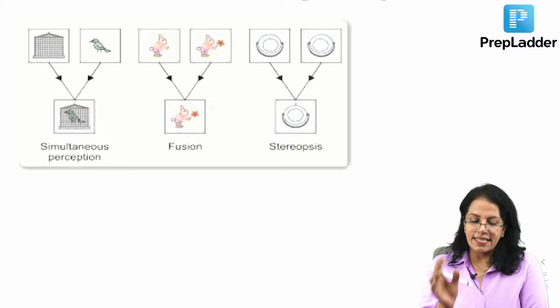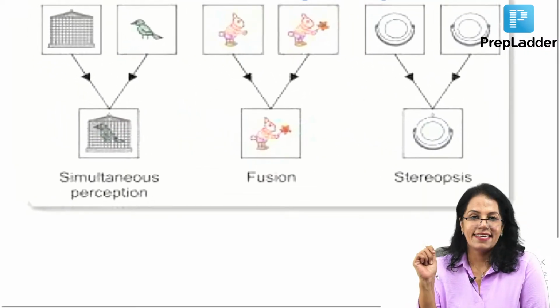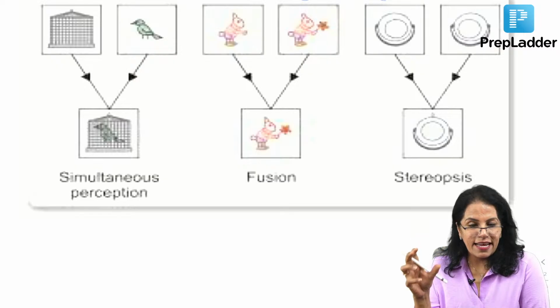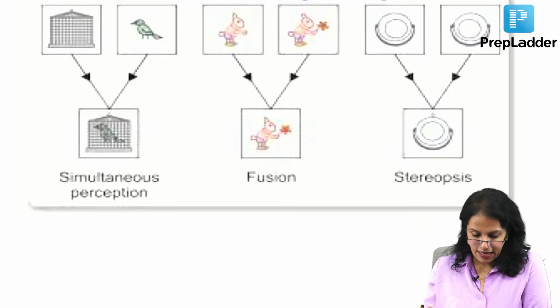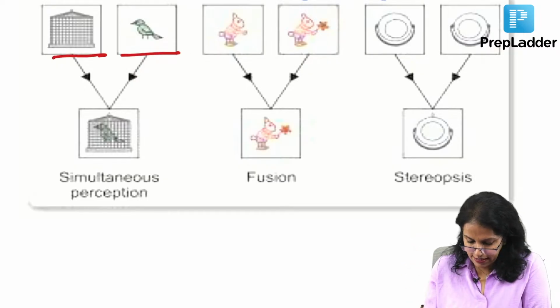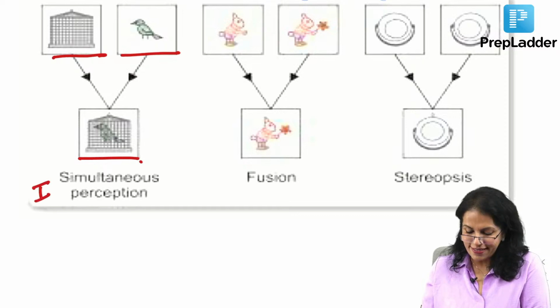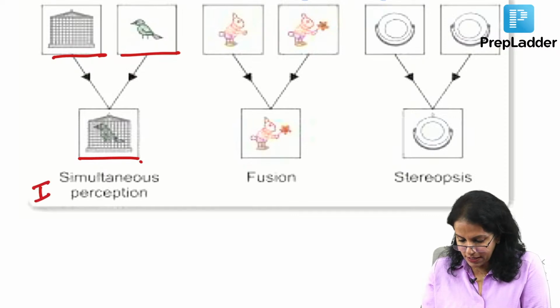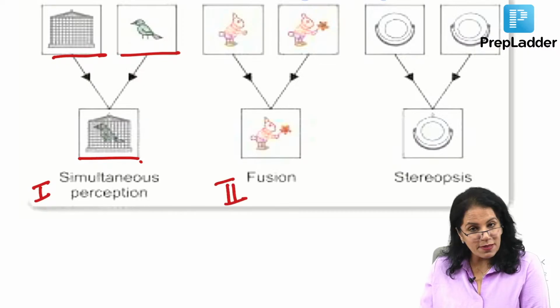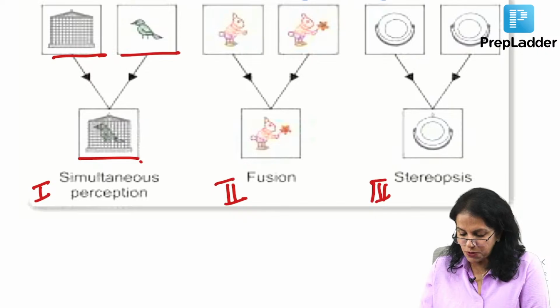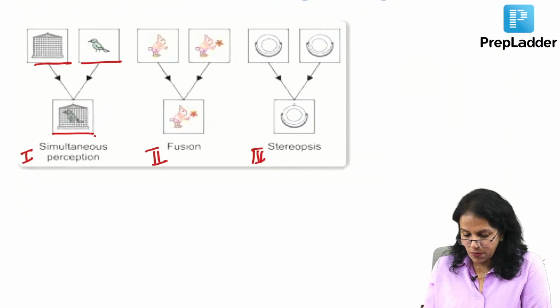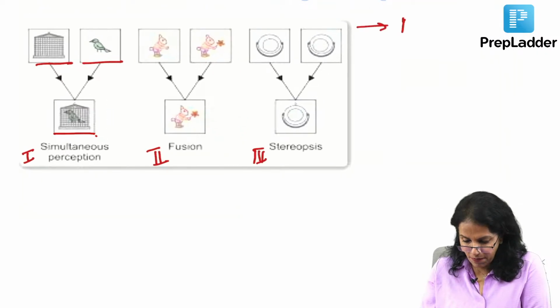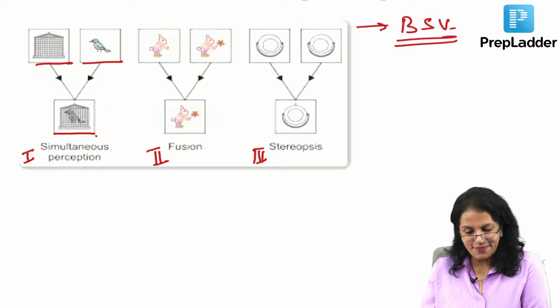See, it's a variety I told you. What are you looking at? We are looking at grades of binocular single vision. Two dissimilar images, but you can see it as one like this. This is simultaneous perception, grade 1. Almost similar images, but some difference when it fuses. This is grade 2 fusion, and grade 3 is when you know the depth, that is stereopsis, depth perception. So, these are the 3 grades of binocular single vision.